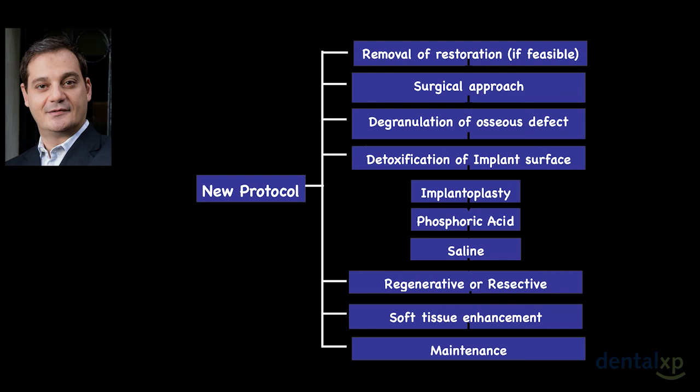And the detoxification that we follow is very simple. We will do an implantoplasty. And what I mean by implantoplasty, we are polishing the surface of the implant. And after we finish that, we take phosphoric acid and we apply it up to 1 minute. And then we will rinse everything copiously with saline to eliminate any residue of phosphoric acid. After that, we will go to the regenerative or the resective. Mostly we will aim for regenerative.